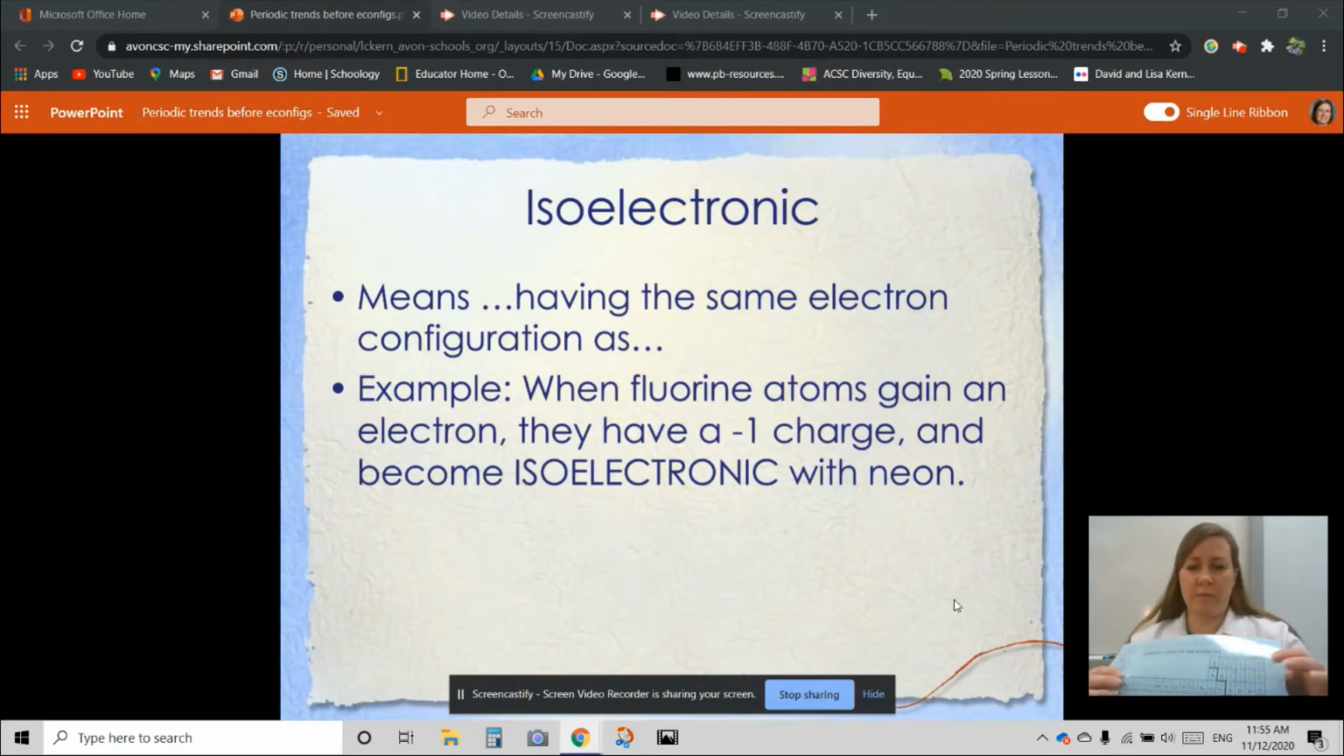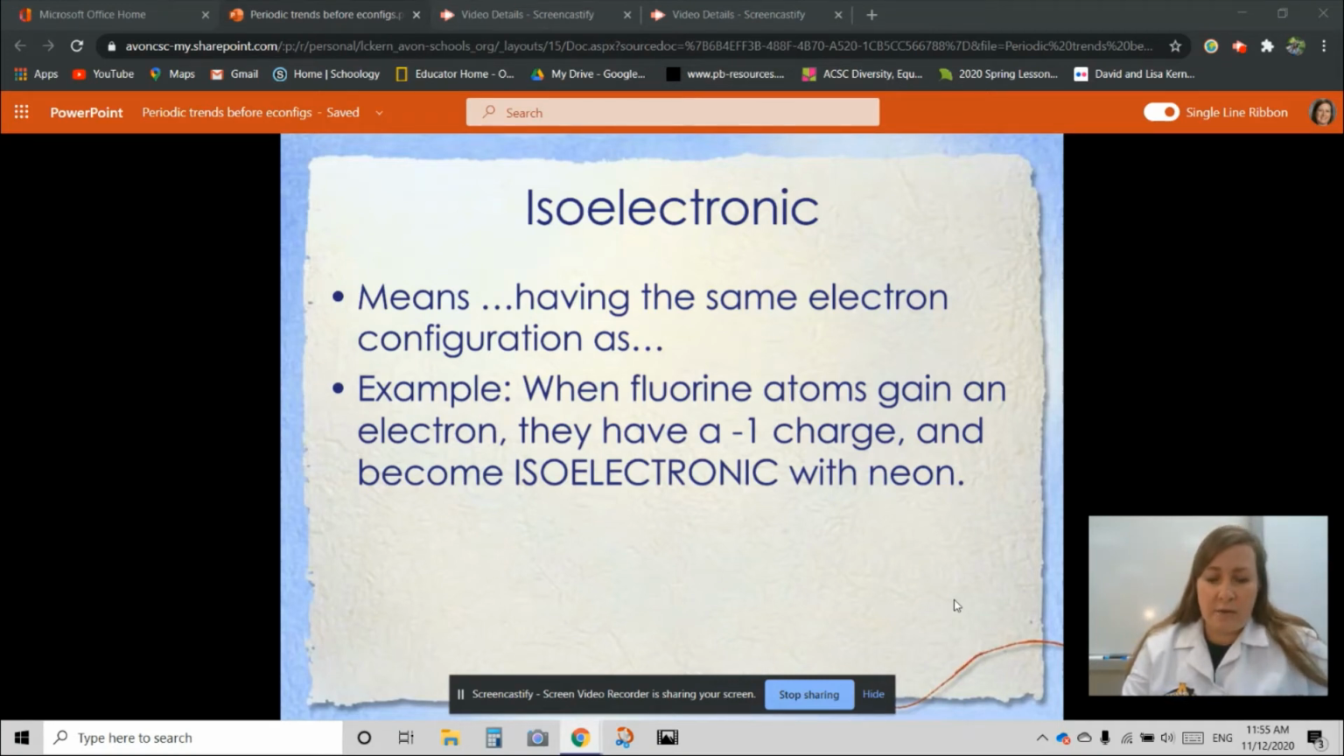So here we have fluorine. It's got 9 electrons normally, but if it gains one, then it has 10. So it's going to have the same electrons in the same locations as neon. Do you need to be able to tell the locations? No, but you should know that it would have the same number of electrons.